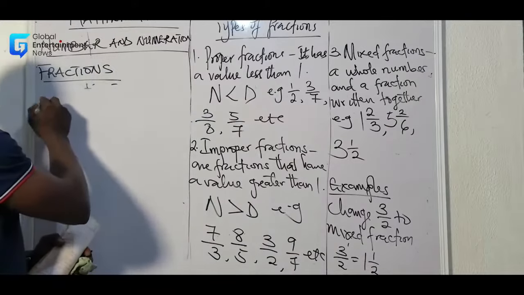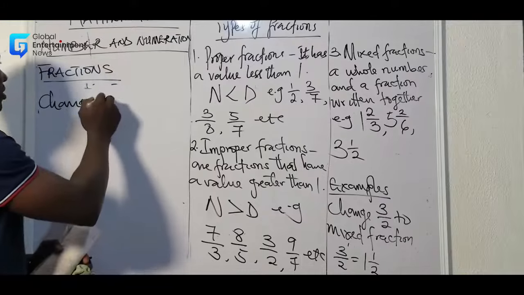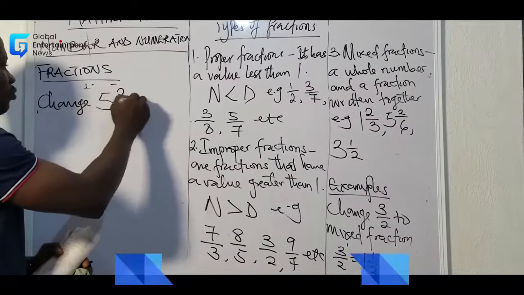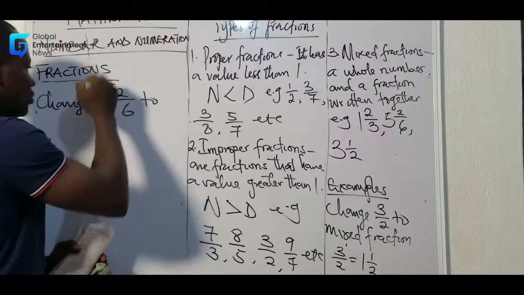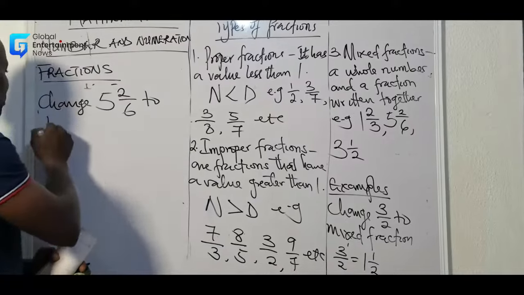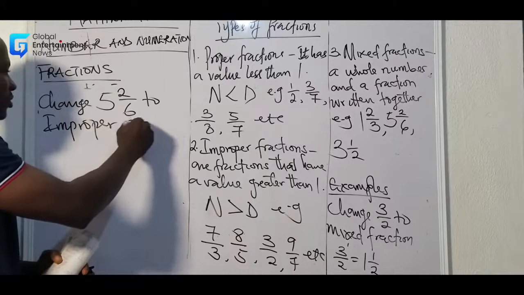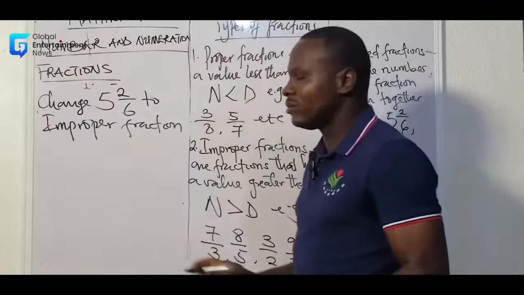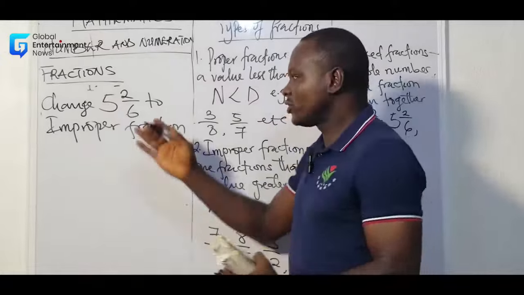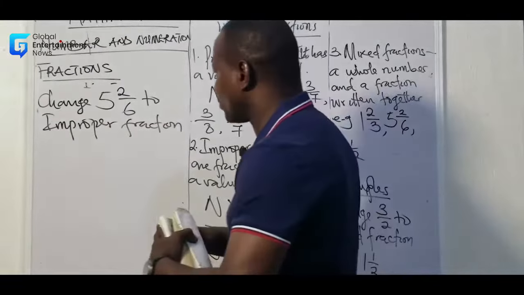We have the question: change 5 whole number 2 all over 6 to improper fraction. How do we change this to improper fraction? Look at it very well. We want to change this to improper fraction. How do we change it?